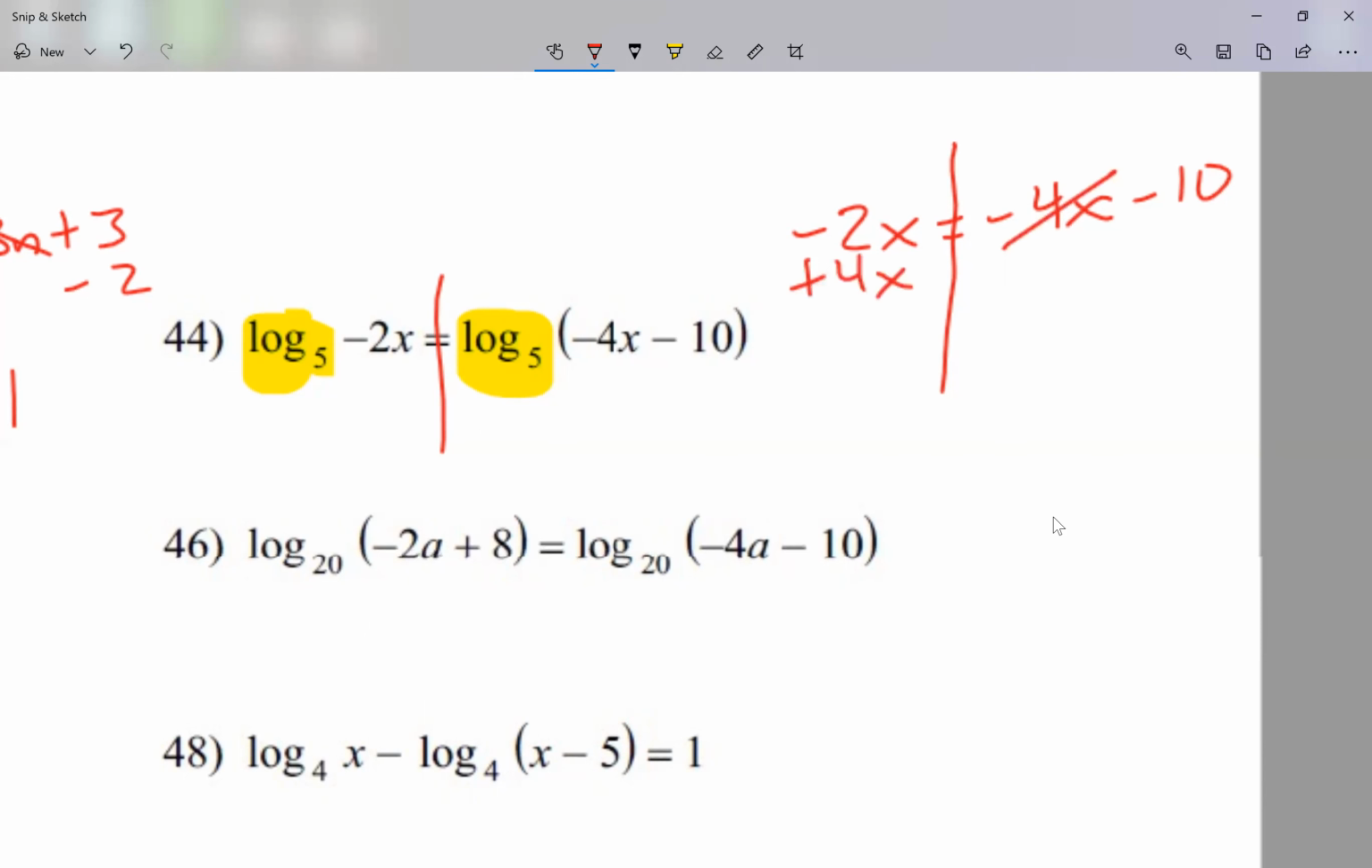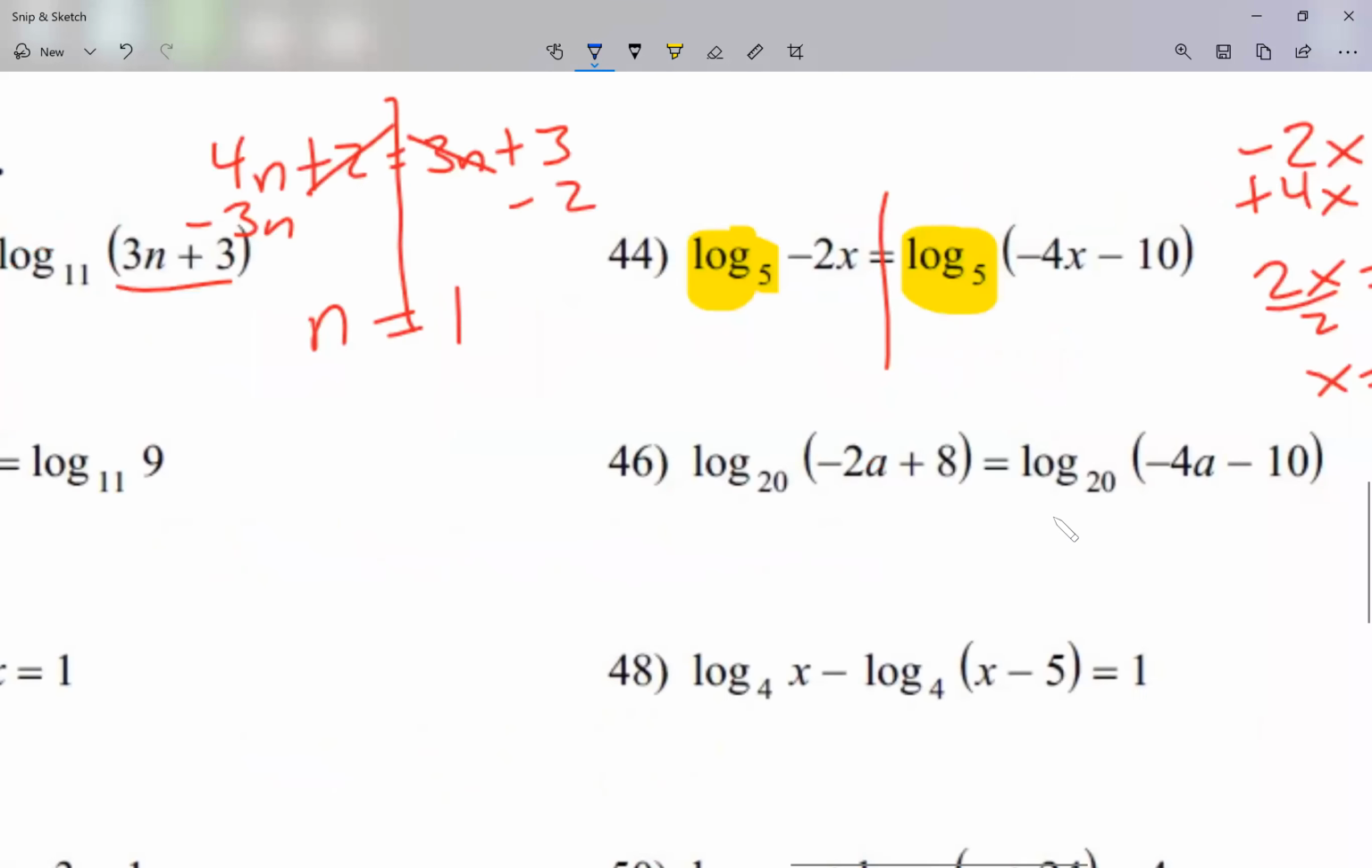Don't forget to switch the sign. So on the left side, I see negative 2 and a positive 4. So that gives me positive 2x equals negative 10. Let me divide both sides by 2. So I'm going to get x equals negative 5. Right, I solved. The value of x is equal to negative 5. We change to blue so we don't get confused.